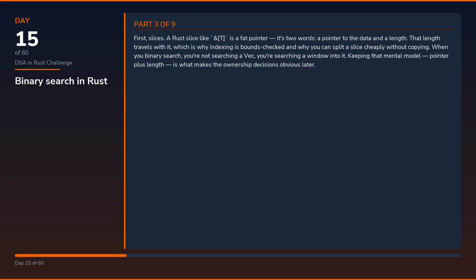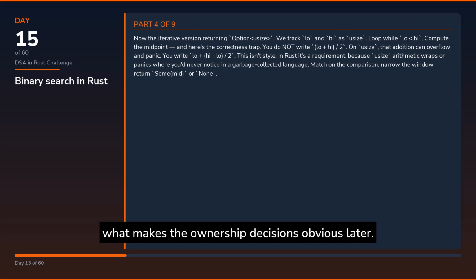Now the iterative version, returning Option<usize>. We track low and high as usize. Loop while low < high. Compute the midpoint. And here's the correctness trap. You do not write (low + high) / 2. On usize, that addition can overflow and panic. You write low + (high - low) / 2. This isn't style. In Rust, it's a requirement, because usize arithmetic wraps or panics where you'd never notice in a garbage-collected language. Match on the comparison, narrow the window, return Some(mid), or None.